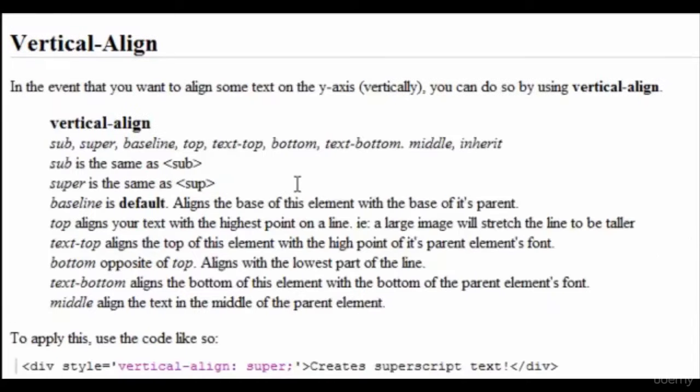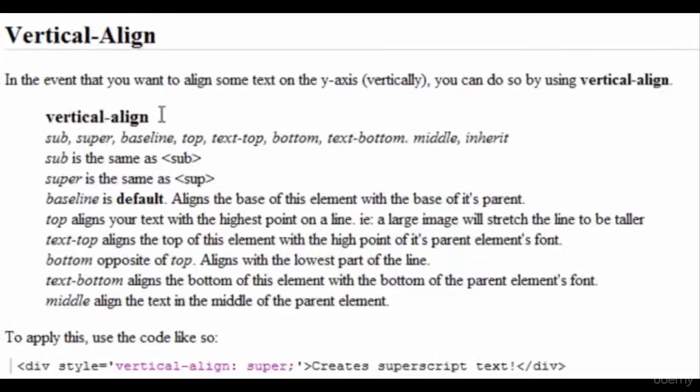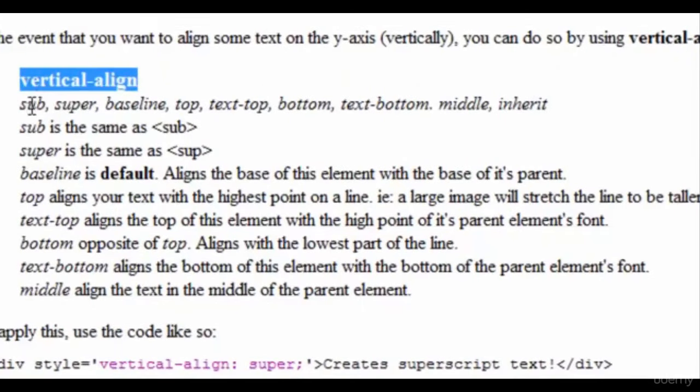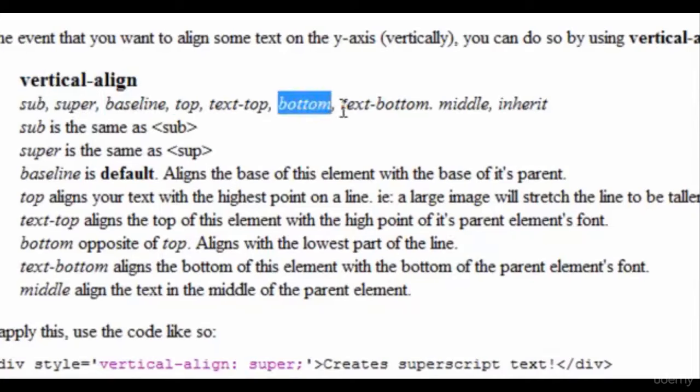Then we have vertical align. In the event that you want to align some text on the y-axis, which is vertically up and down, you can do so by using vertical align. Now, this has a lot of different answers, so after this you might want to take a little bit of time and play with some of the different values and just get a feel for what they do. So vertical align is our property. It accepts sub, super, baseline, top, text top, bottom, text bottom, middle, and inherit.